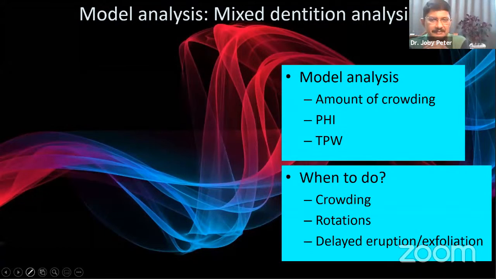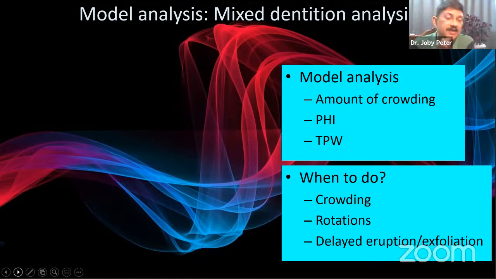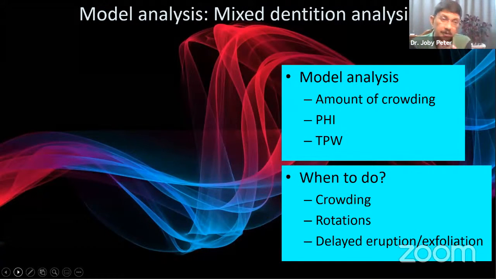Then I think you should go one step ahead and do this analysis. Not in all cases where everything is perfect and fine, but when you're planning, these are specific conditions where you should do a model analysis. Early exfoliation of the primary teeth. When primary teeth are exfoliated early, you don't know how much space is already lost or how much space is available for the unerupted teeth. Those are the conditions where you need to do a model analysis.